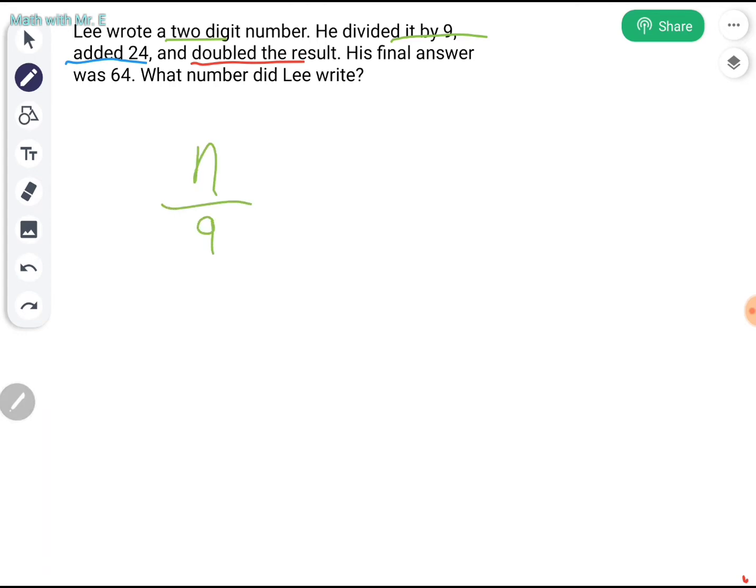and he divided that number by 9. So let's go ahead and write our division like this, n divided by 9, and then he added 24, so that's n divided by 9 plus 24, and doubled the result. So all of this he then multiplied by 2. And when he did all of that, his final answer was 64. So now we've got an algebraic representation of this problem where Lee took some number, divided it by 9, added 24, multiplied that answer by 2, and got a final number of 64.